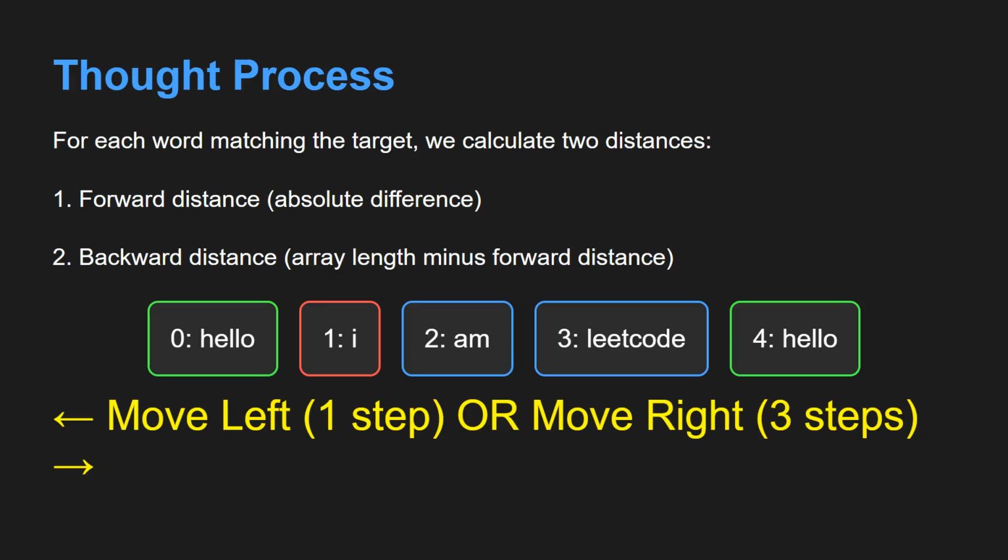Since the array length is small, we can simply iterate through all words. If a word matches our target, we calculate the direct distance from the start index and the wraparound distance. We then take the minimum of these two, and keep track of the absolute shortest path across all matches.